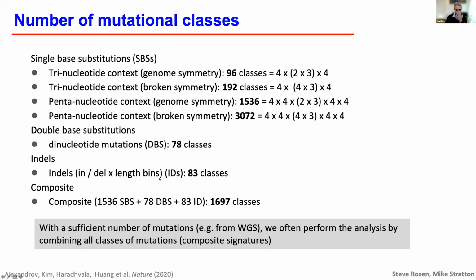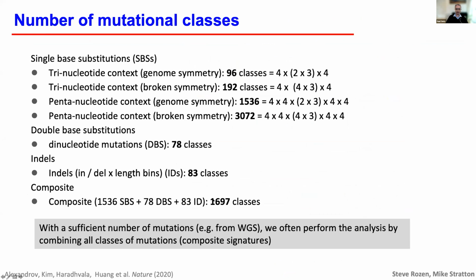In addition, we also heard just now about which types of classes of mutations we should use. Should we use the 96? Should we use 192 or 1536, etc.? And there are different double strand and double base substitutions or indels.